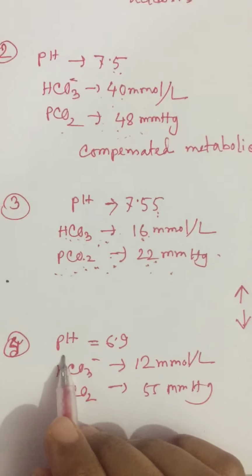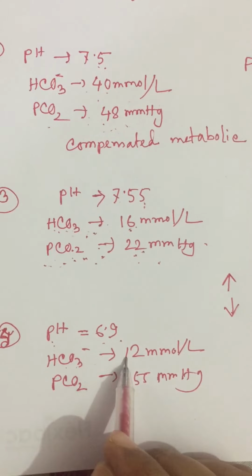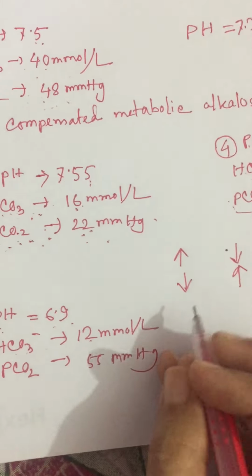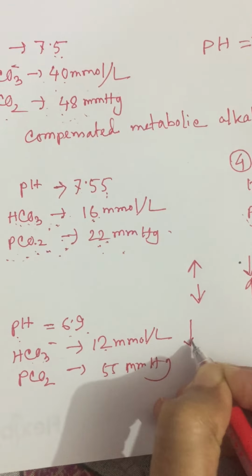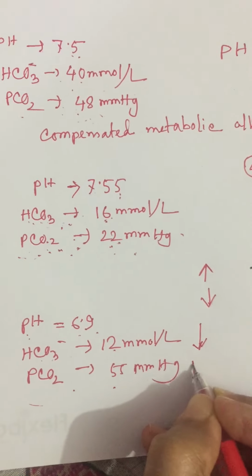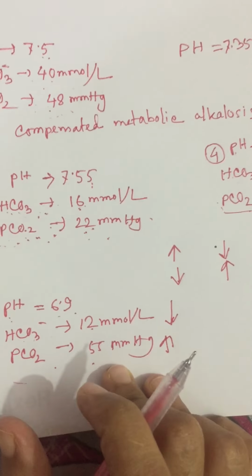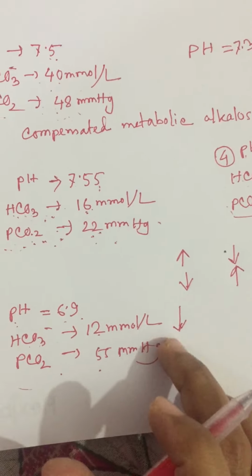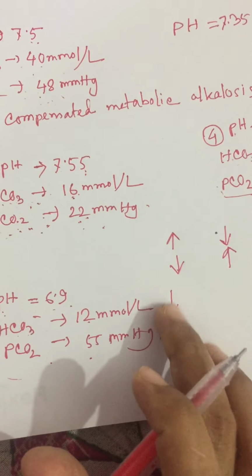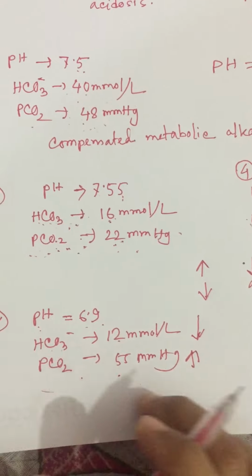acid-base disorder. Here is a condition: pH 6.9, acidic, bicarbonate 12. Here bicarbonate is decreased. Partial pressure of carbon dioxide 55. Here partial pressure of carbon dioxide is increased. So the change, the direction, is not the same way. So it is a condition of mixed acidosis.